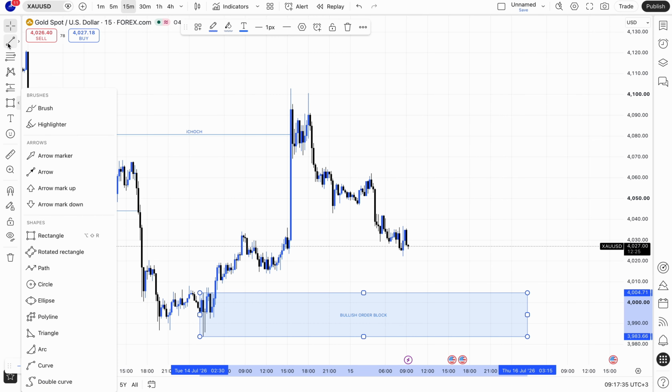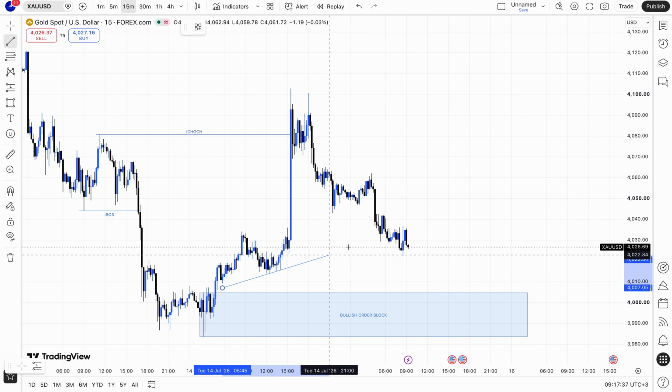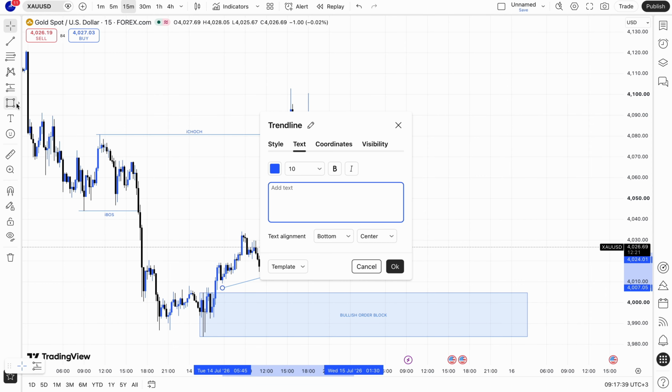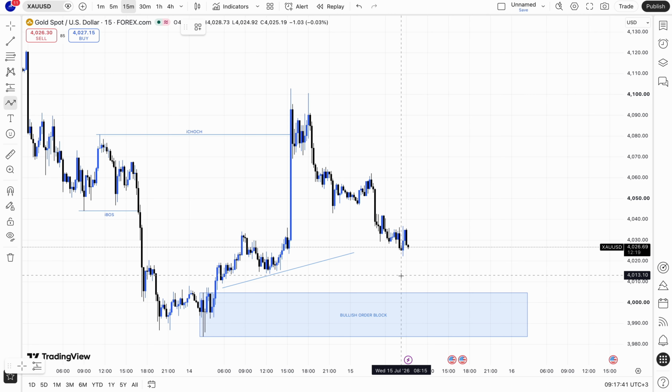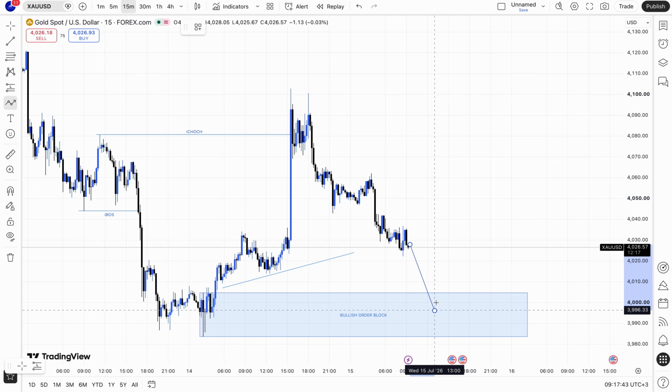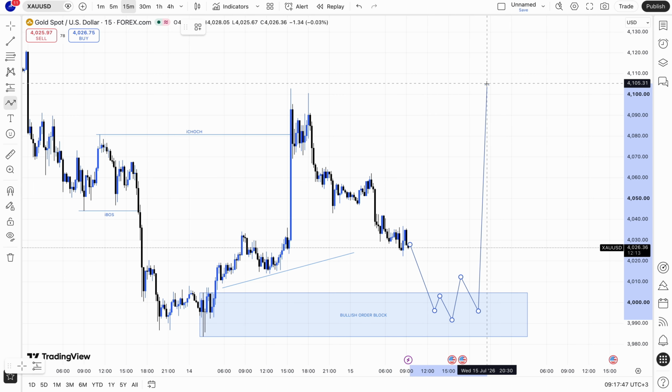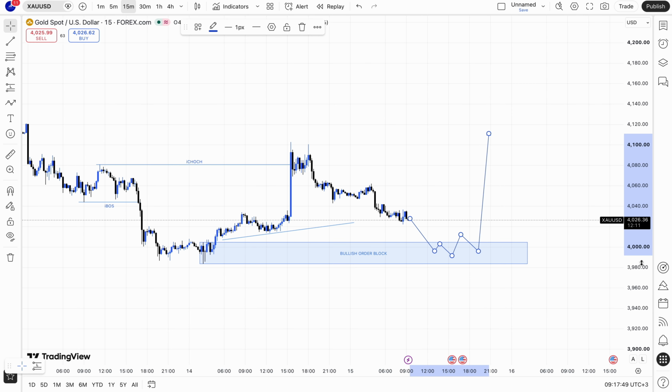Then we're going to wait for the price to come here, sweep this liquidity. Then after sweeping that liquidity, we're going to wait for the price to come back here. Then you look for buy confirmation. If you get that buy confirmation, then you continue buying. That would be scenario number 1.